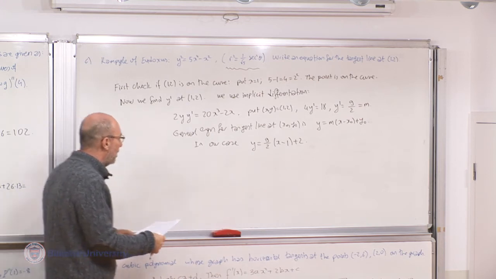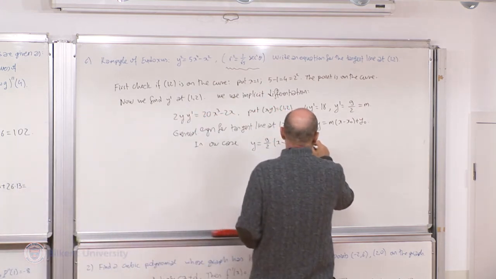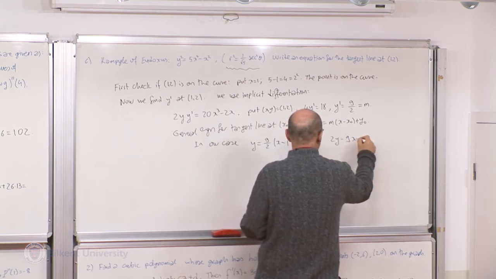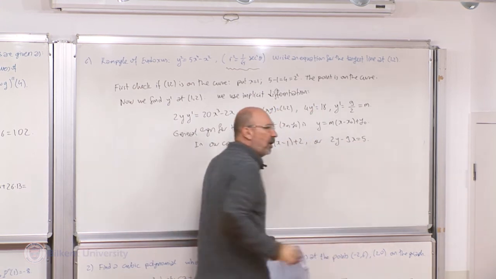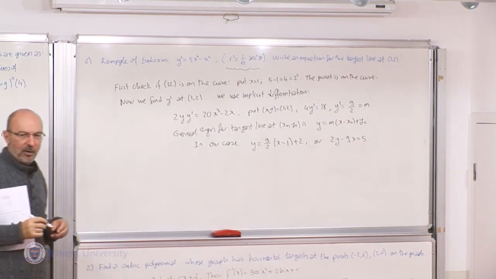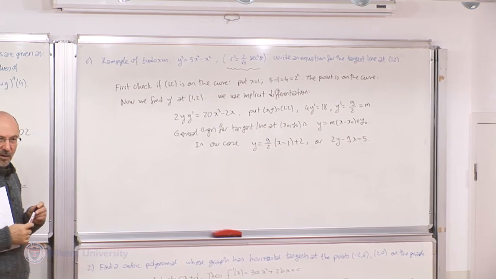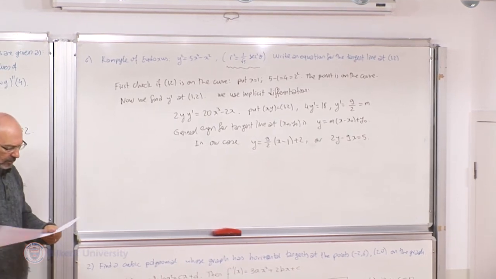You can simplify this, or 2y minus 9x equals 5. Okay, so it looks better if you do it this way, if you are eventually going to use it.